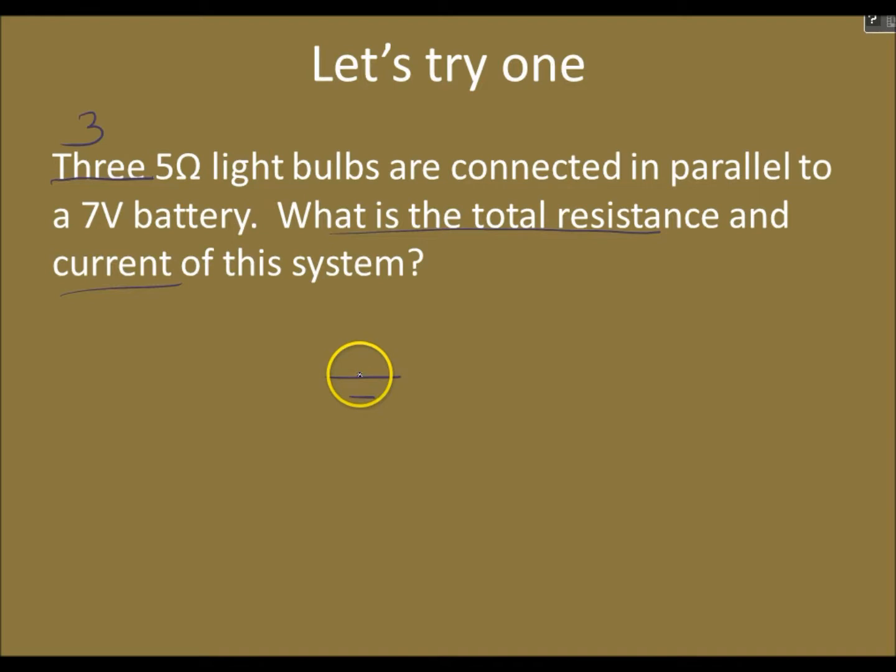Battery, 3 light bulbs. Light bulb number 1, light bulb number 2, light bulb number 3. That is a parallel circuit. Sorry, all those should connect. All right, this one's 5 ohms, this one's 5 ohms, and this one's 5 ohms. And this one is 7 volts.